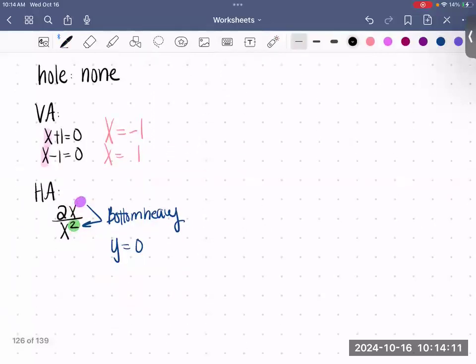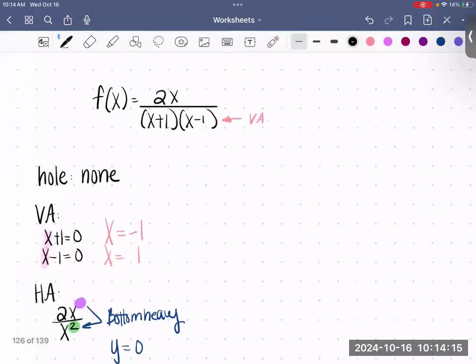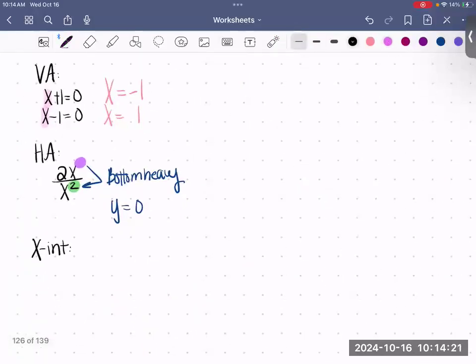Now I want to find your x-intercepts. Your x-intercepts are going to come from your numerator here. So up above, we have your x-intercept, and we'll set that equal to 0. So we have 2x equals 0. Therefore, x is equal to 0. So we have the coordinate (0, 0) as your x-intercept.